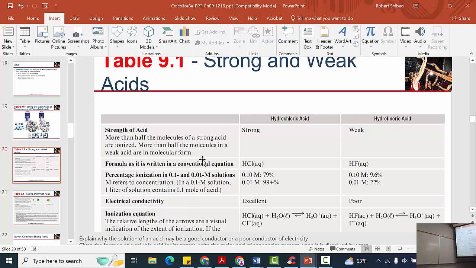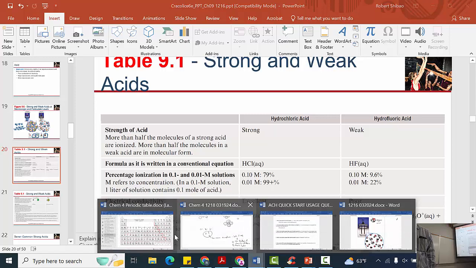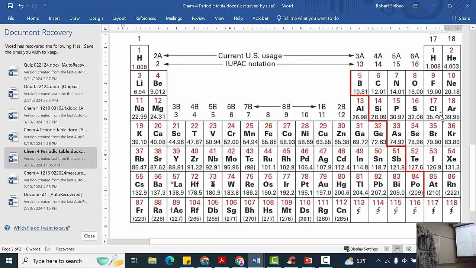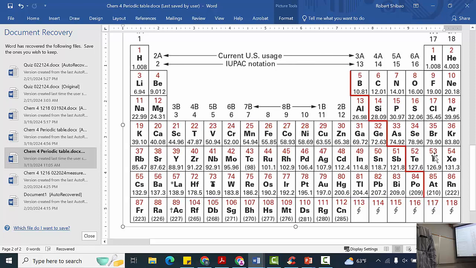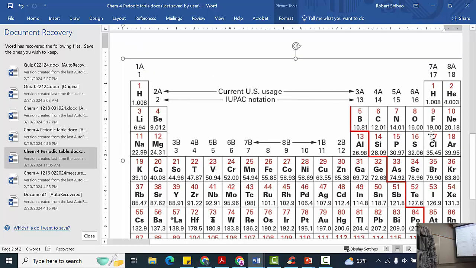Hydrofluoric acid is the odd one of the bunch, because what did we say about hydrochloric acid? Hydrochloric, is that strong or weak? Strong. Hydrobromic acid, strong. So hydrochloric acid, strong. Hydrobromic acid, strong. Hydroiodic acid, strong. What happened to hydrofluoric acid? Why isn't hydrofluoric acid part of the group? Yeah. It's out of the group. Why is it out of the group?